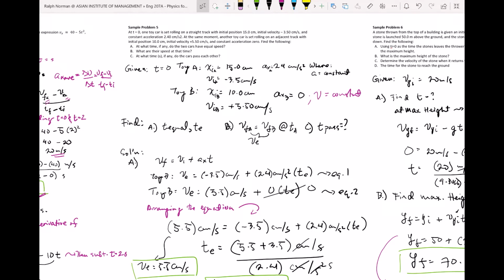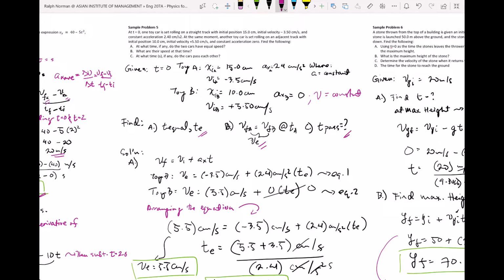Okay, we are being asked at what time, if any, do the cars have equal speed? So let's just name that as t equal. And then the next one is, what is their speed at that particular time? Let's name that as VE. And at what time do the cars pass each other?